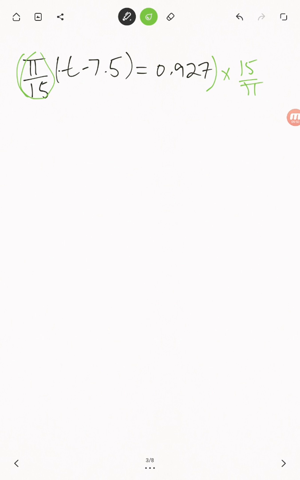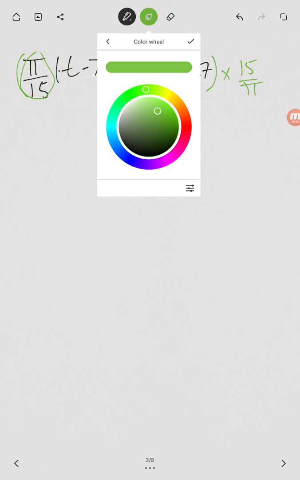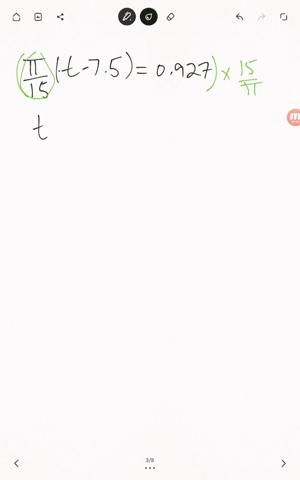So that cancels out on the left-hand side. So on the left-hand side now I just have t minus 7.5. And on the right-hand side, I have the answer to 0.927 times 15 over pi, which is, let's see, no, hang on, let me get my calculator. 0.927 times 15. Make sure you press equals and then divide by pi. So I have 4.426.